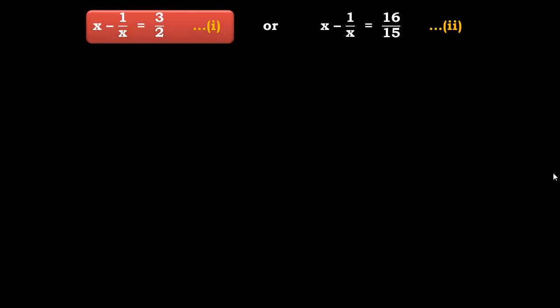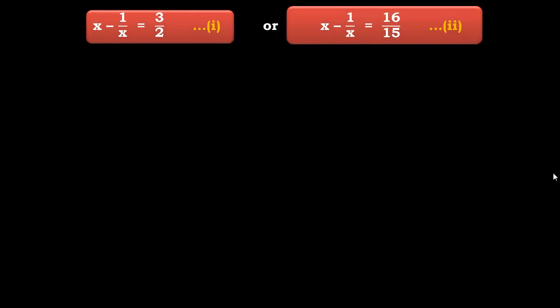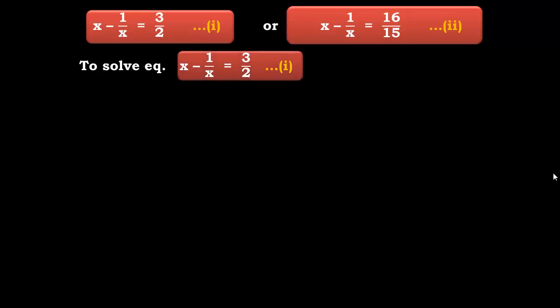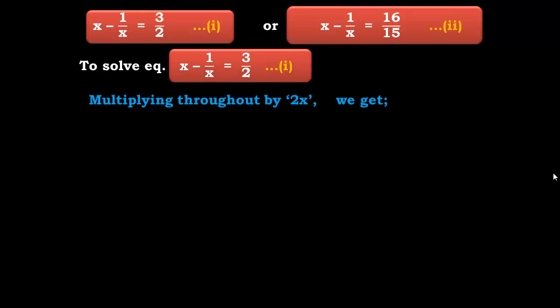See, we have two equations. Now we have to solve these equations and find the value of x. So let's start with the first equation. Now to convert this into a quadratic equation, standard form, x square plus bx plus c is equal to 0, multiply throughout by 2x. We get 2x square minus 2 is equal to 3x. So we can write this 3x to the LHS. We will get 2x square minus 3x minus 2 is equal to 0.